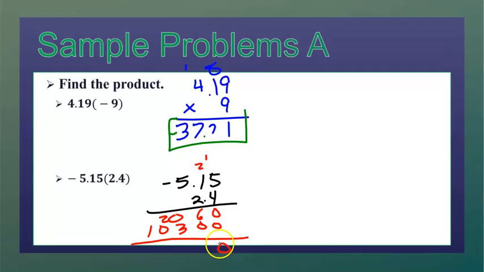Combine, you get 0, you get 6, we get 3, you got 2, we got 1. There's a total of 3 decimal places in the problem, so I have 3 in my answer. So the answer would be, and this is negative because one's positive, one's negative, negative 12.36.